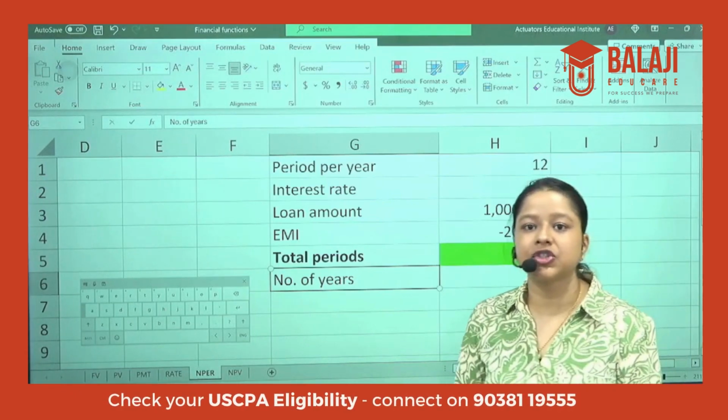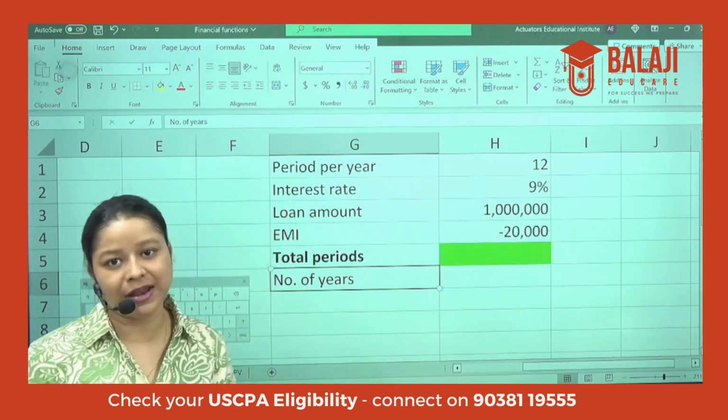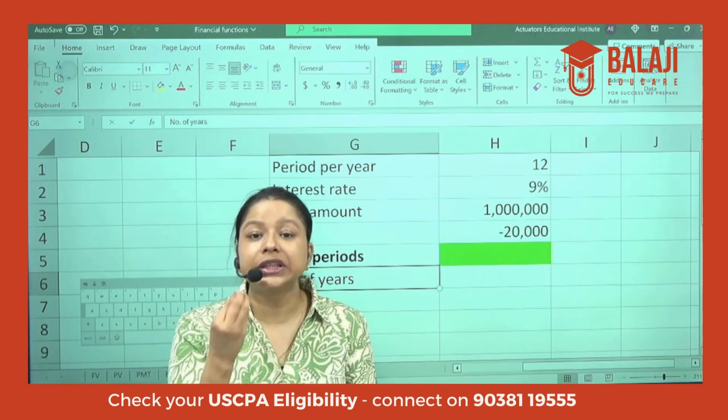Hello all of you, this is Shivangi Agarwal from Balaji Educare, and today we'll be doing the next financial function, which is NPER. This is used to calculate the number of periods.